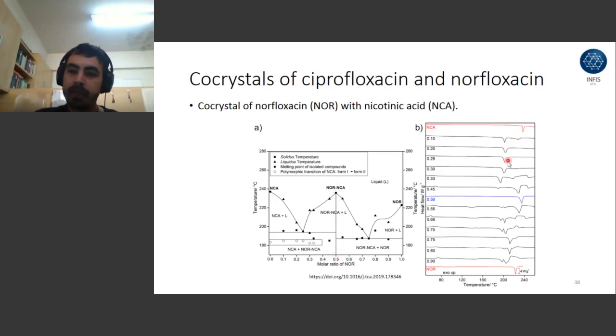We can see here how the melting event evolves as a function of the concentration. For different concentrations, this melting event goes to lower temperature up to a minimum, then we go to a higher temperature, which is probably the co-crystal, the best molar ratio to obtain the co-crystals. Then we have again a decrease of the stability of the materials. In this specific case, you can see that the thermal stability of the final material is higher than the stability of the pristine norfloxacin.